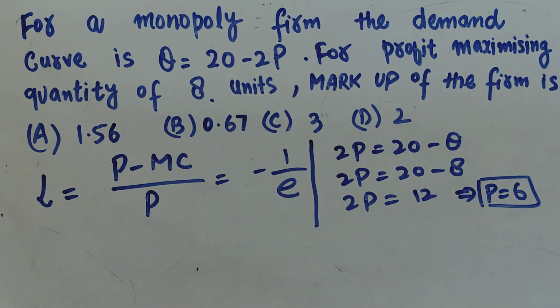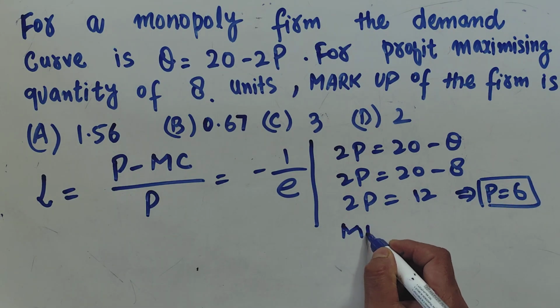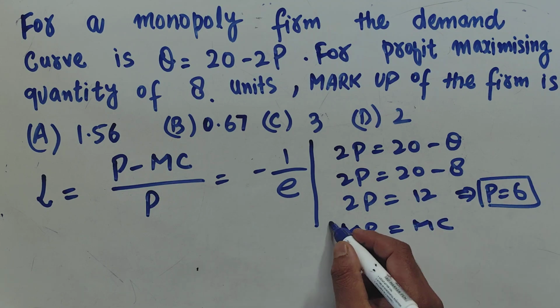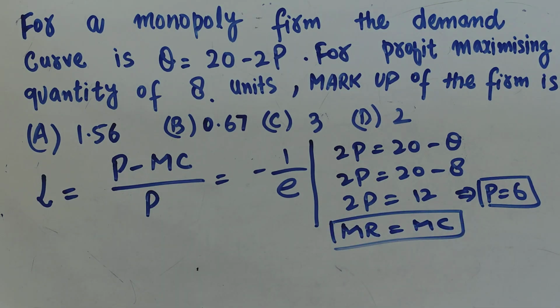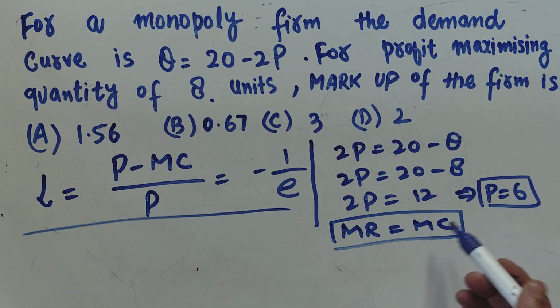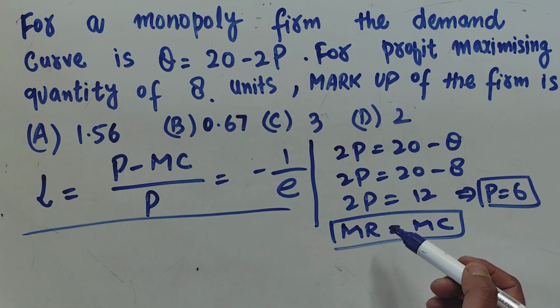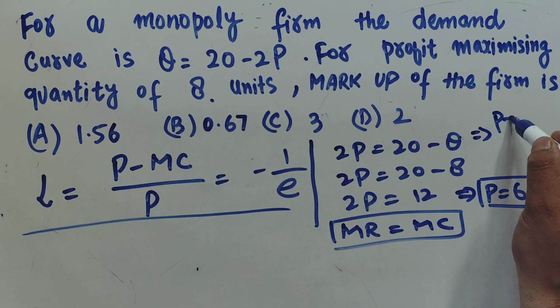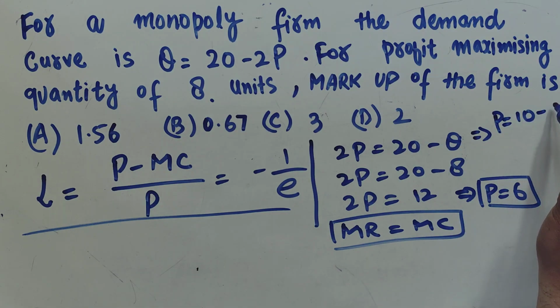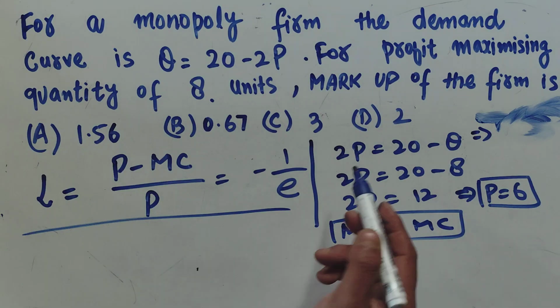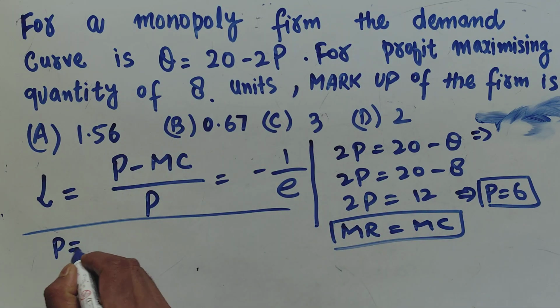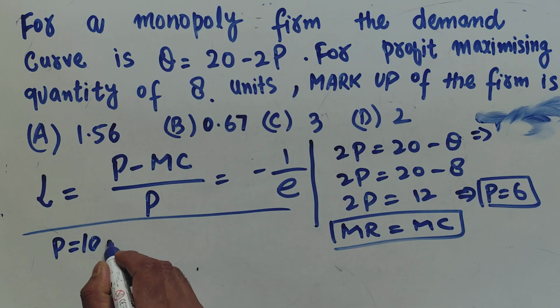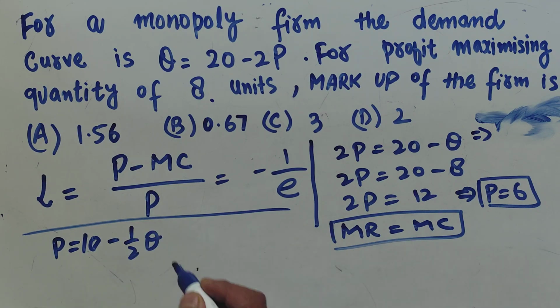Okay, we know for the monopoly that marginal revenue is equal to marginal cost. This is the profit maximizing condition in case of monopoly. So we need to find out the marginal revenue also. Okay, so if we solve this demand function, we will get P is equal to 10 minus 0.5Q. So dividing both sides by 2, P will be equal to 10 minus 1 upon 2Q. This is our inverse demand function.